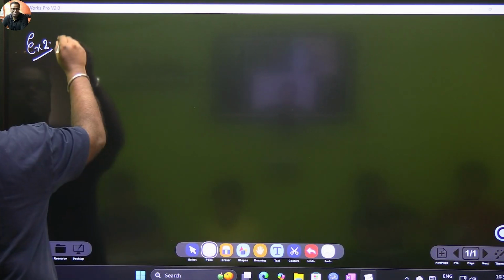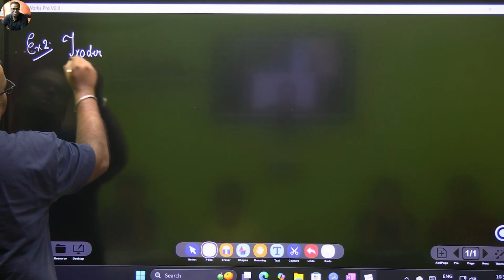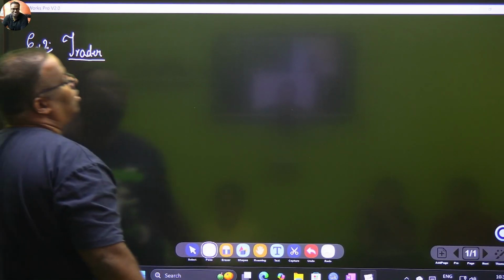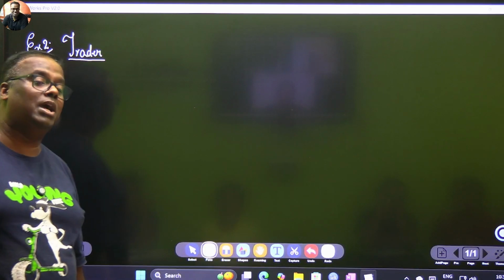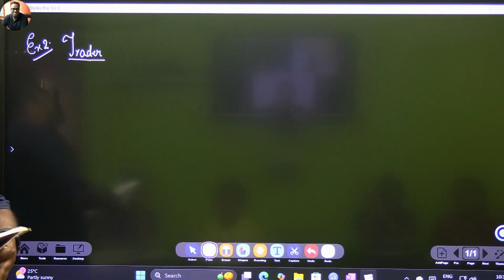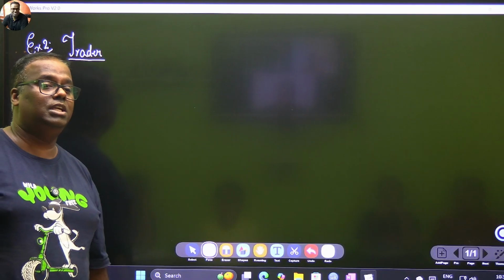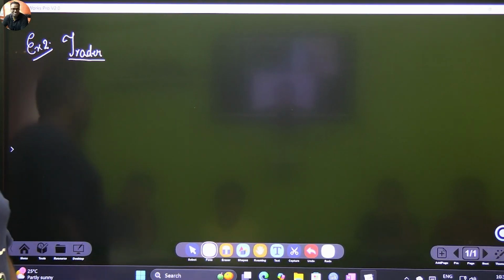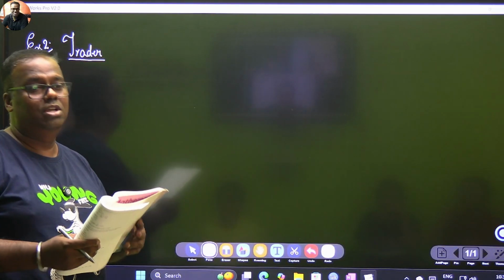So we have a trader. Can anyone tell me who is a trader? A trader is someone who buys a commodity and sells the commodity further ahead. Traders do not manufacture the product. Have you understood? A trader does not manufacture a product. A trader buys the product, like a car dealer. The car dealer buys the product from Toyota and sells it ahead. He does not manufacture this.